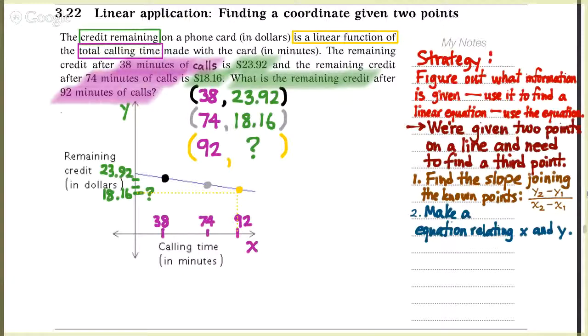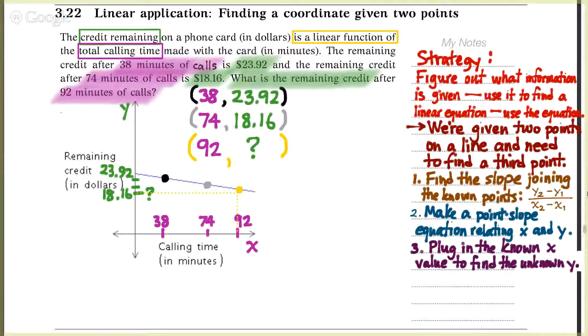And because we don't know an intercept, it's again probably easiest to use our point-slope form of this equation. Once we plug the slope and any point into that equation, then we'll have an equation we can then use to find the value for that third point. To do that, we just have to plug in the x value that we know, which is 92, to determine the y value that we don't.